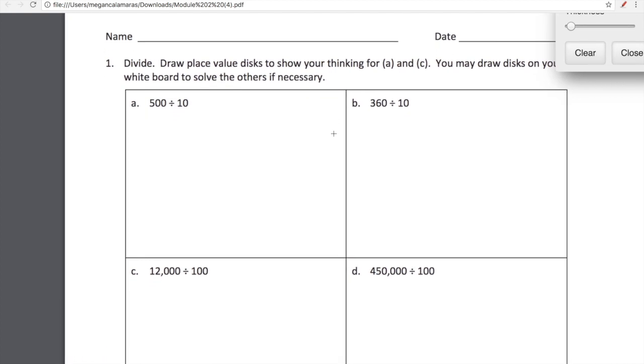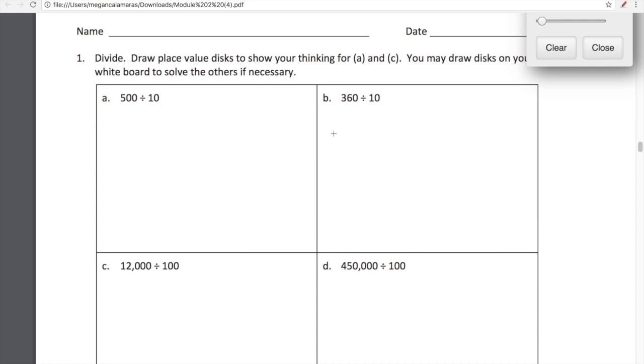So a lot of you guys have figured out this pattern already. In lesson 16, we're going to be doing some modeling, and then as we progress through the rest of module 2, we are going to lean in closer to that standard algorithm. So let's just enjoy this modeling and think about what division actually means.